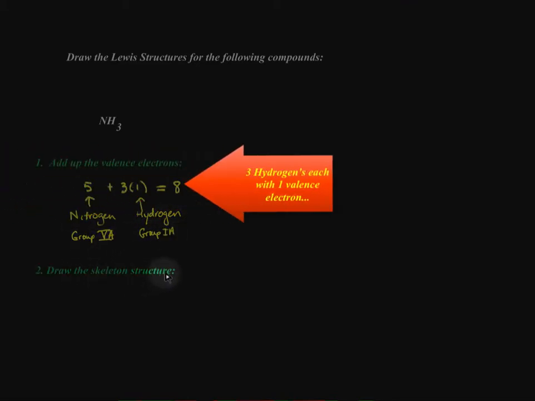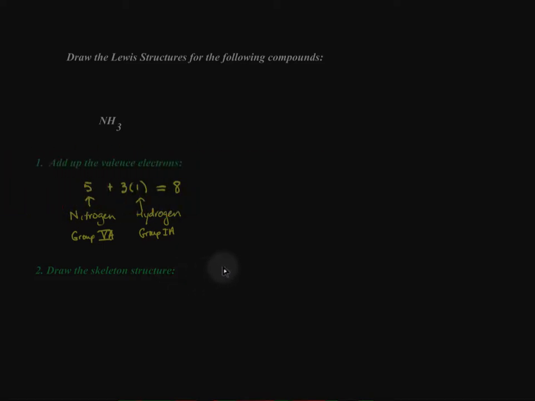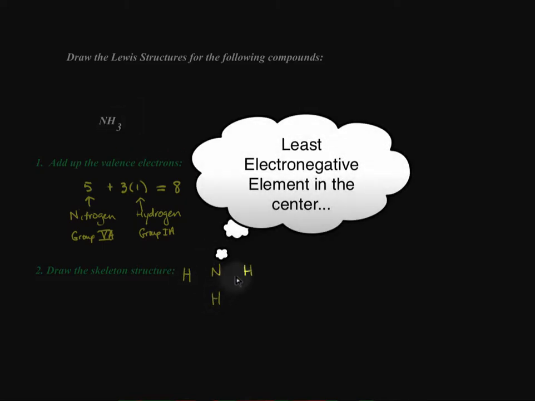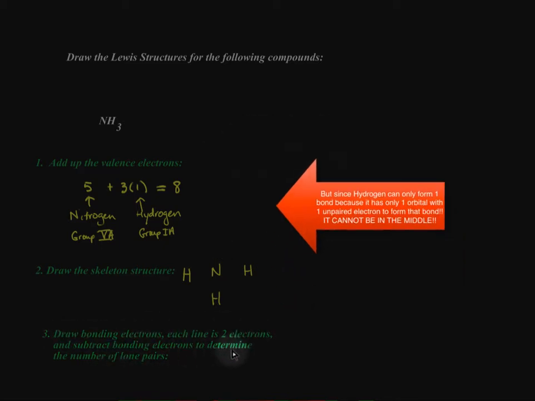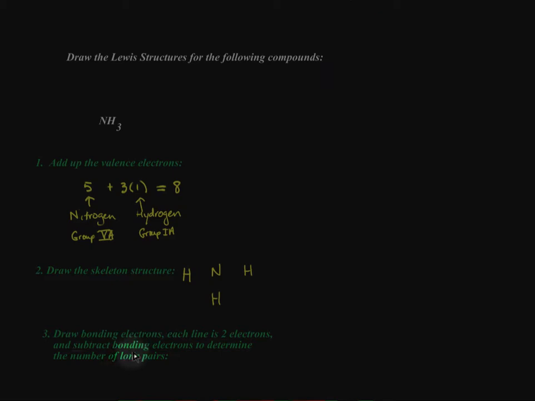Now we draw the skeleton structure. Typically we want the least electronegative element in the middle, and we also want to watch out for symmetry. In this case, hydrogen can only form one bond, so it has to be on the outside. So that would be your skeleton structure. The next thing we're going to have to do is draw the bonding electrons. Each line is going to be 2 electrons, and we're going to take those numbers of bonding electrons and subtract from the valence electrons to determine the number of lone pairs.